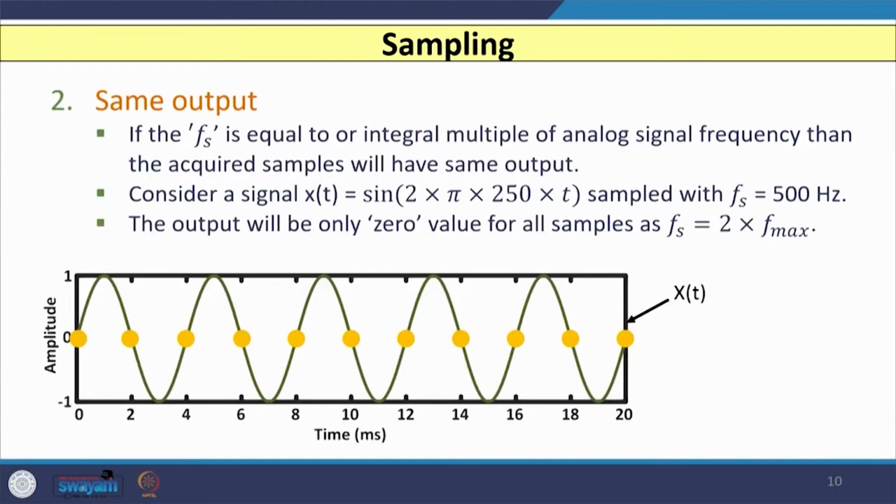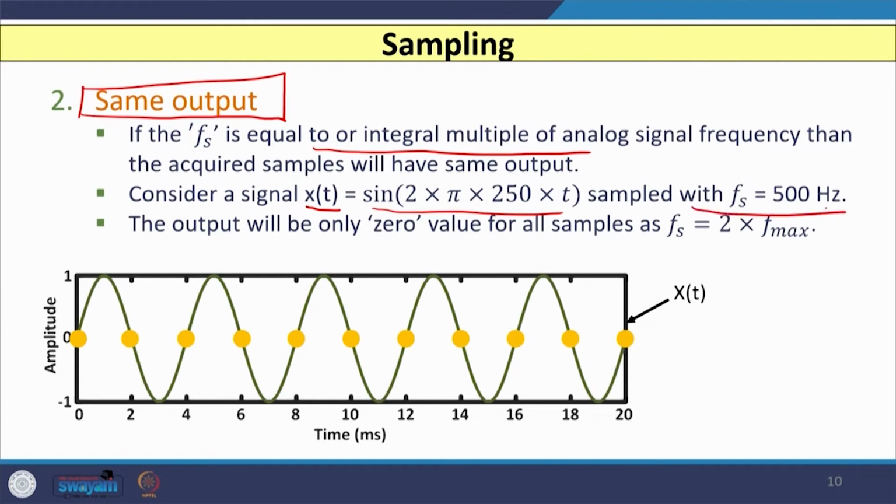Now, let us discuss the second effect, known as same output. As the name suggests, same output means every time we are going to have a similar output, the same value. This happens when your sampling frequency is equal to or an integer multiple of the analog signal frequency; then your acquired signals will have similar output. To understand this, let us consider another signal x(t) given by sin(2 pi 250 t), and let us assume that it is sampled at fs equal to 500 hertz.